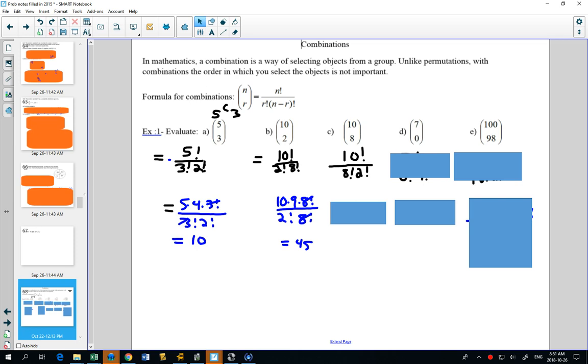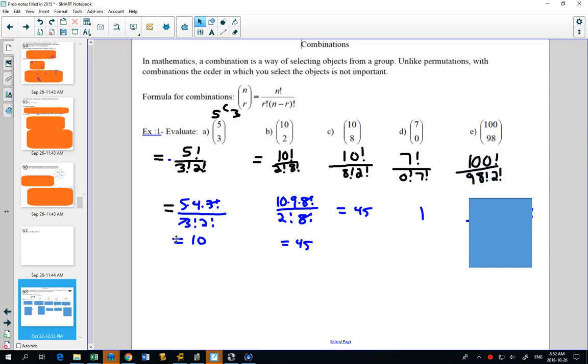Anything choose 0 is going to equal 1. We can look at that from the formula. You can see your 7 factorials disappear. And you have to remember that by definition, 0 factorial is equal to 1. So you have 7 cards. You make a group of 0. There's one way to do that. Keep the 7 cards by themselves. Make the group of 0 over there.